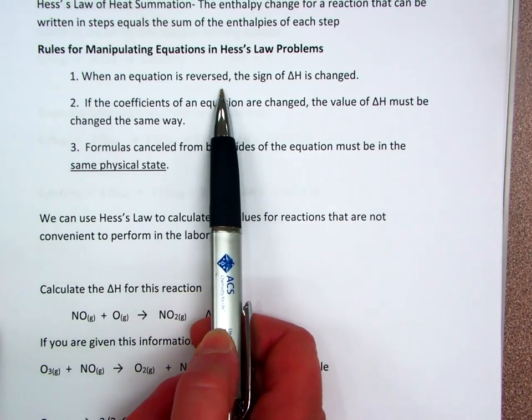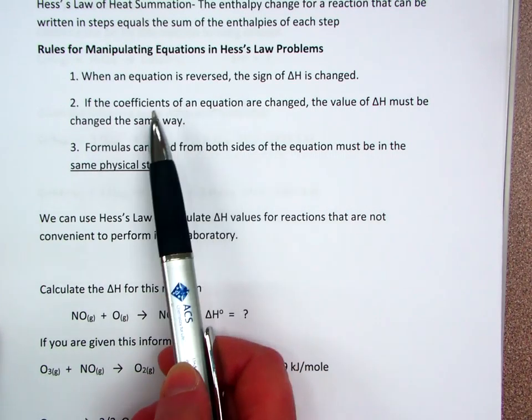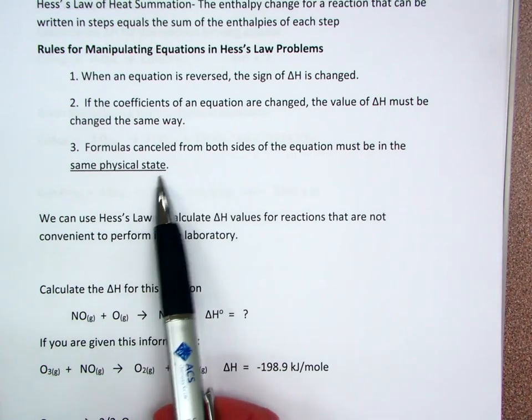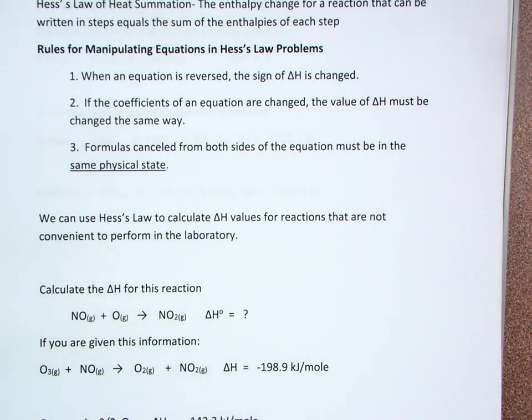So here's the rules. If you reverse the equation, we change the sign. If we multiply the coefficients, we multiply the delta H. If we cancel something from each side of the reaction, it has to be in the same physical state.